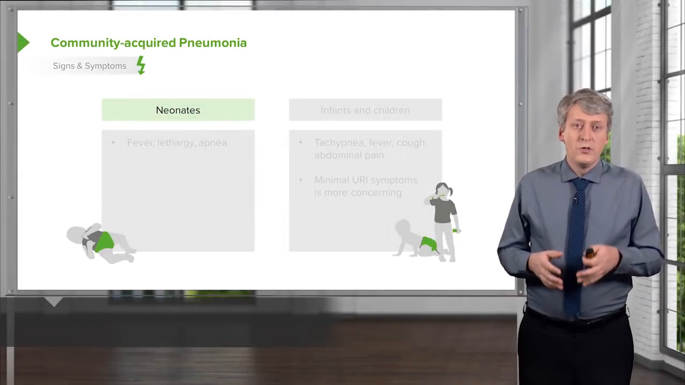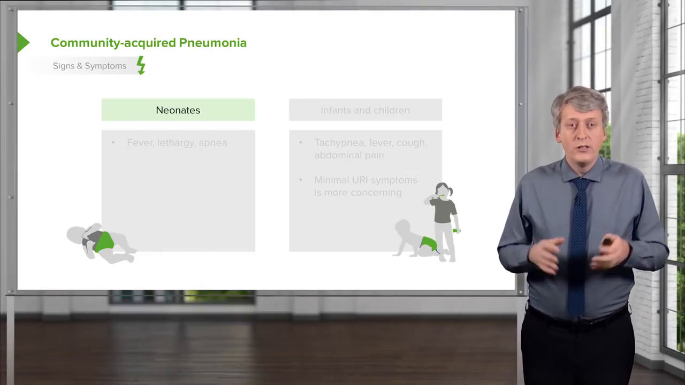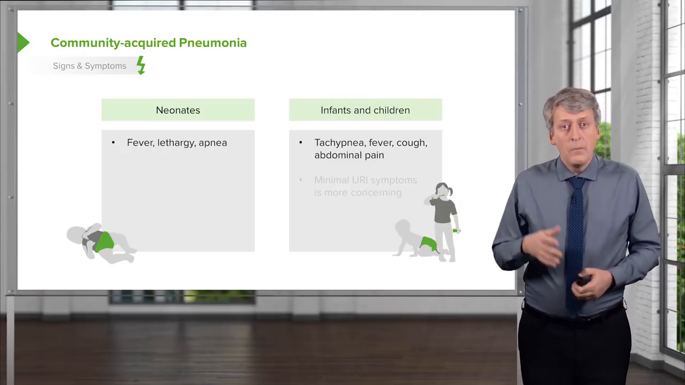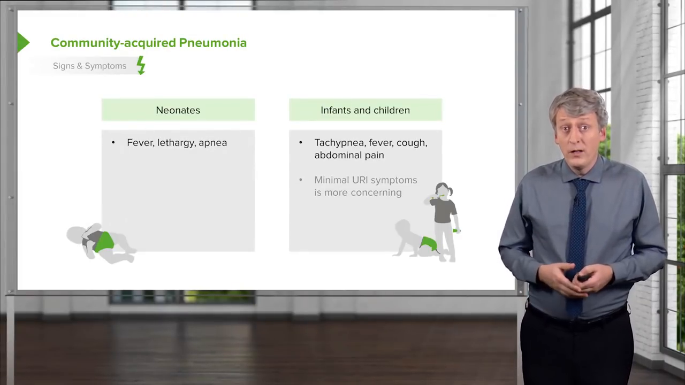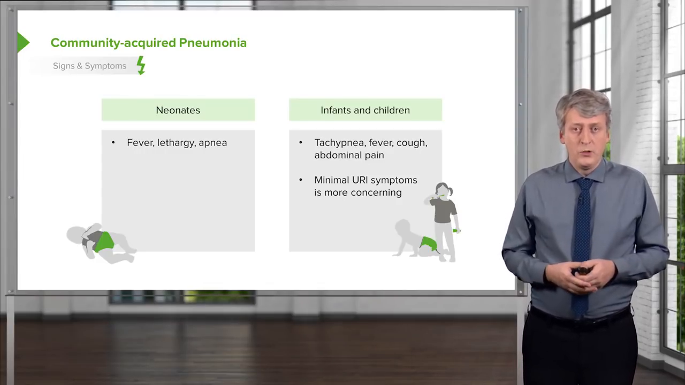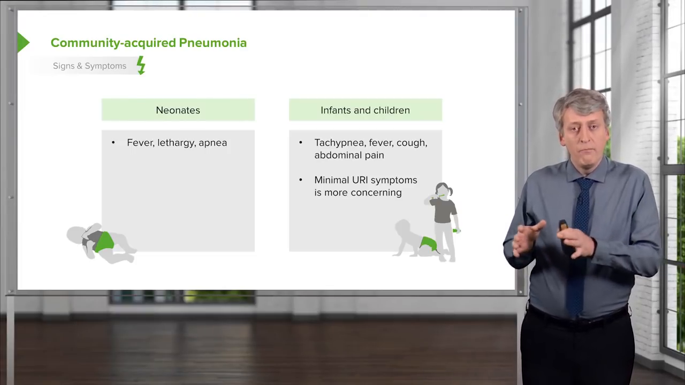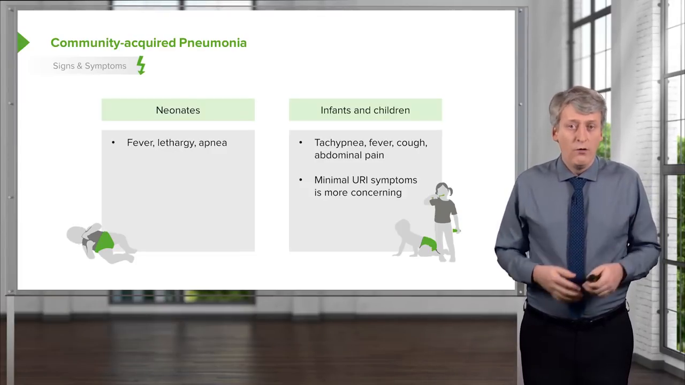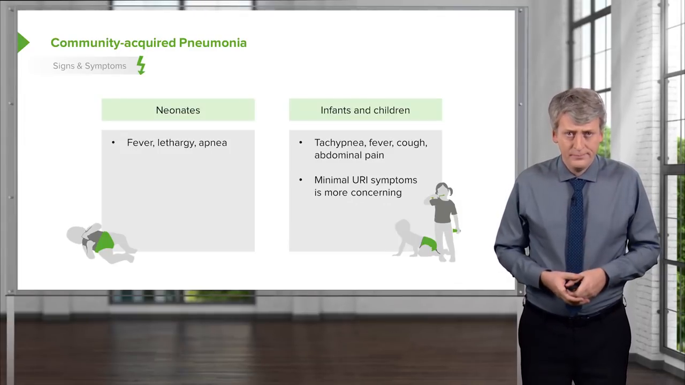Let's look at how children present based on their age. Neonates are more likely to present with non-specific symptoms, like fever, lethargy, or just apnea, compared to infants who often have tachypnea, fever, cough, and very commonly abdominal pain. These children tend to have minimal upper respiratory infections. So minimal upper respiratory infections in the setting of pulmonary disease is more concerning for a bacterial illness as opposed to a viral illness. If a child has a lot of runny nose, it's more likely to be a virus.